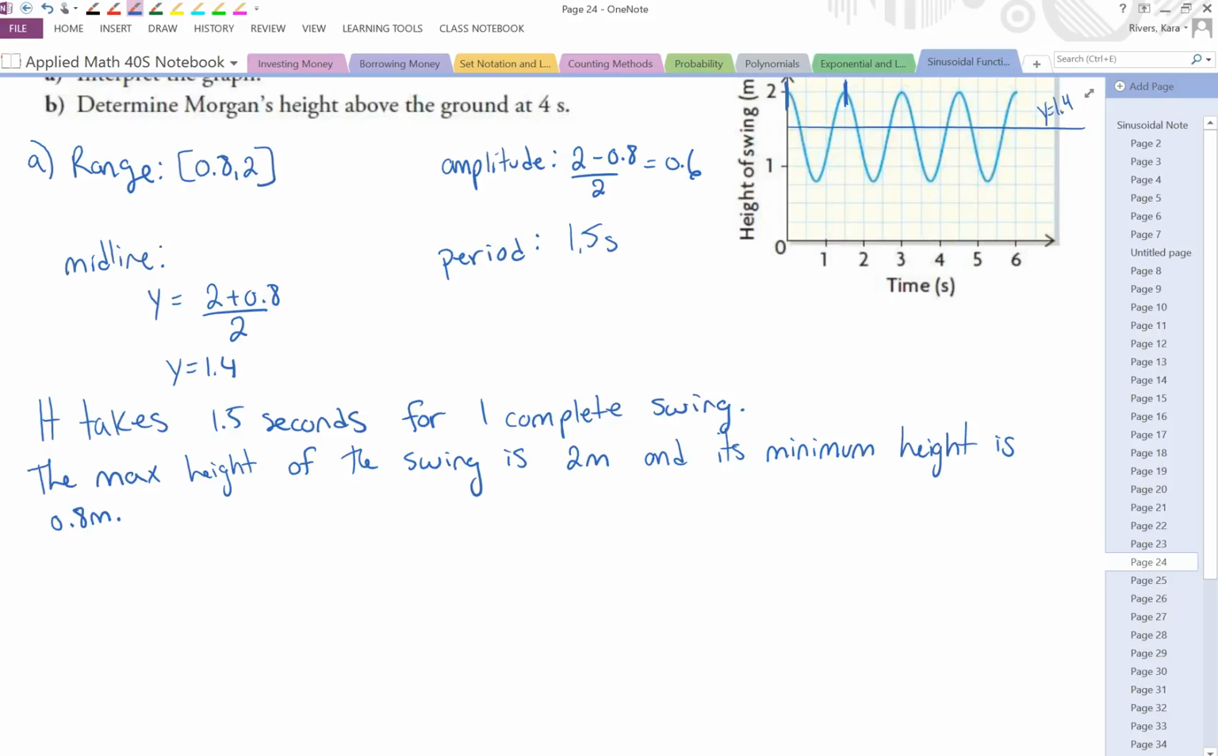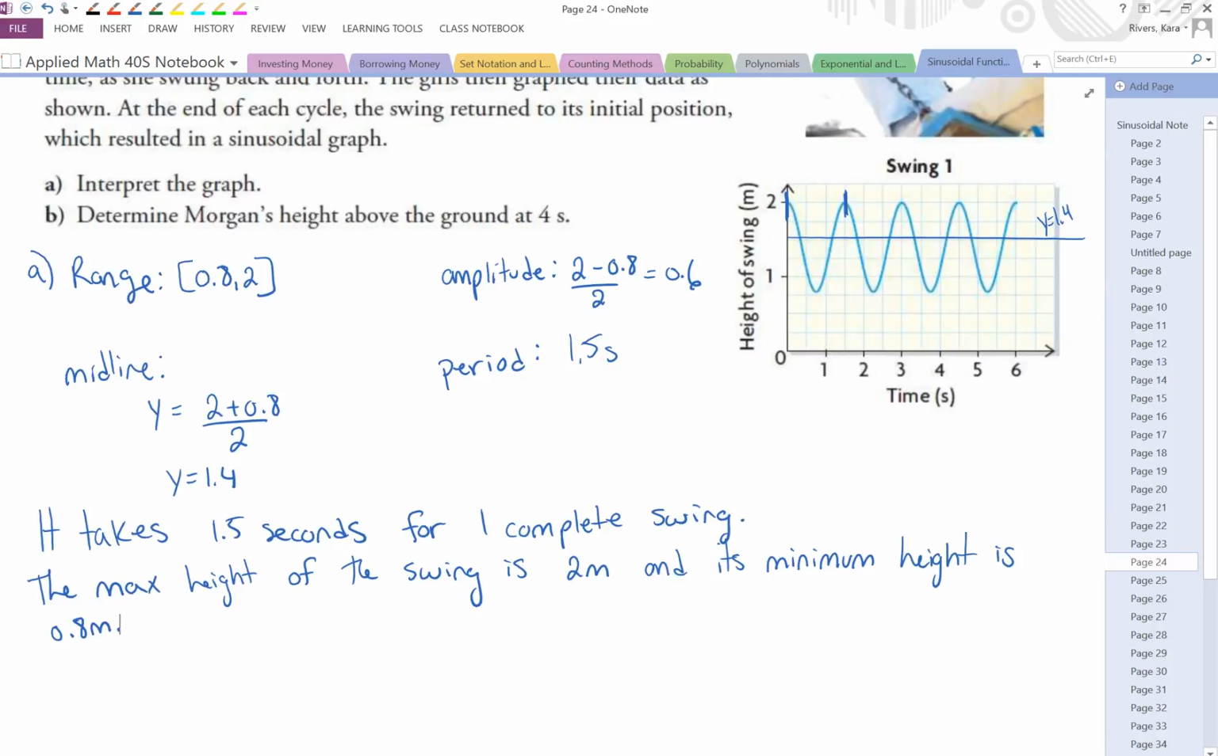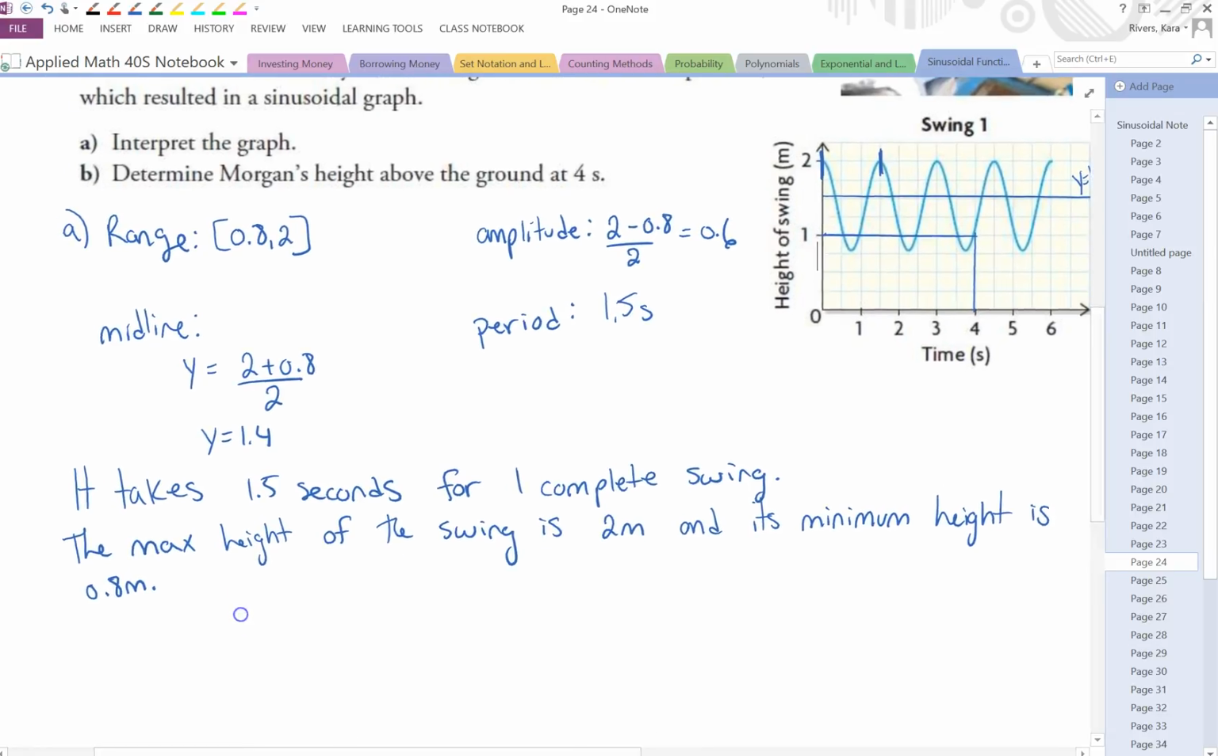B says determine Morgan's height above the ground at 4 seconds. Well, we can interpolate that right off of our graph. So if we take our ruler, draw a line up from 4 seconds to where it meets our graph, you can see that that's going to touch right about there. And then if we draw a line across, this is how you're going to show your work. Draw a line across, we can see that she'll be 1 meter above the ground. So for B, her height above the ground is 1 meter.